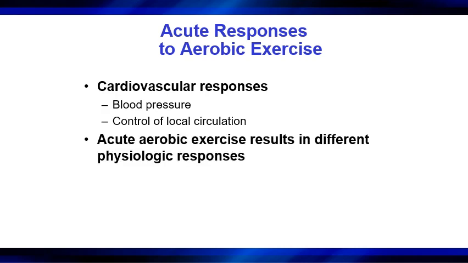So, acute responses as they relate to aerobic exercise. When we look at this, you get increased cardiac output, increased stroke volume, increased heart rate, increased oxygen uptake, increased systolic blood pressure, increased blood flow to the active muscles, and actually a decrease in diastolic blood pressure. So the diastolic blood pressure actually decreases.